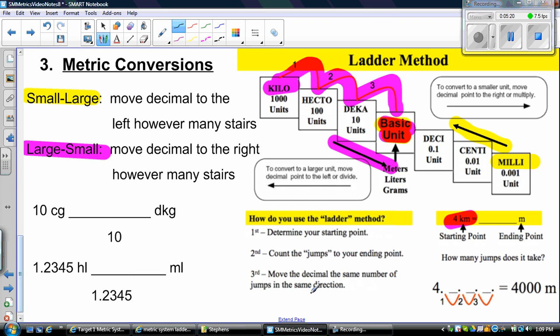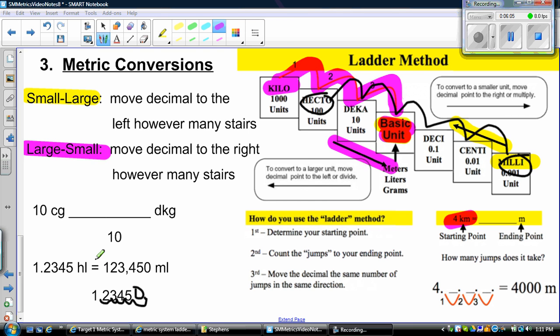Okay, so let's do another example going from large to small. Down here, I'm going from hectoliter to milliliter. I'm going large to small, so I'm going to move my decimal to the right. Now let's see how many stairs that is: 1, 2, 3, 4, 5. So I'm going to move my decimal place 5 places to the right: 1, 2, 3, 4, 5. I'm going to put my decimal at the end, and then I'm going to fill that spot with a 0. So my answer is 1.2345 hectoliters equals 123,450 milliliters.